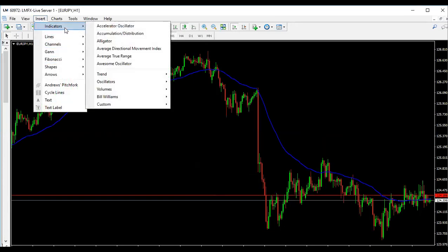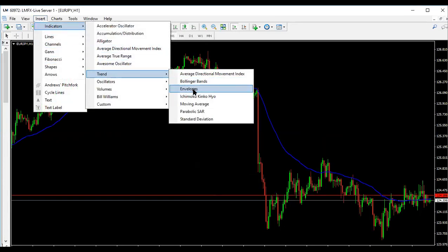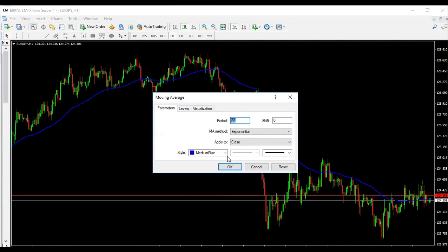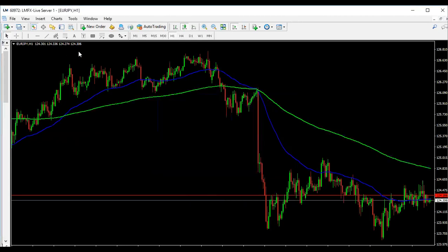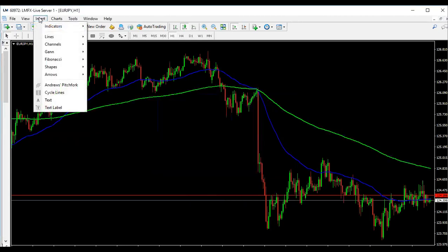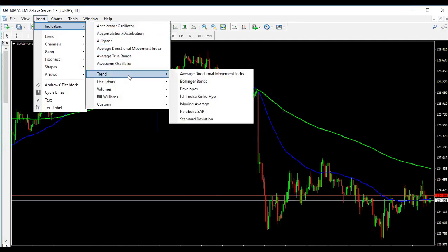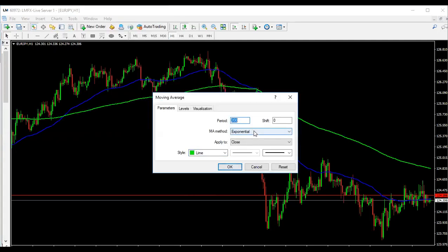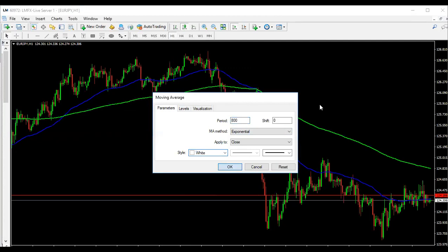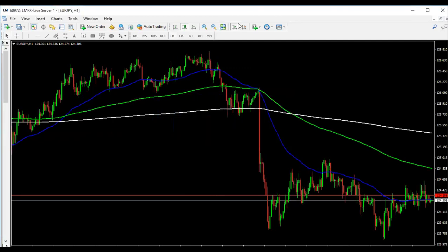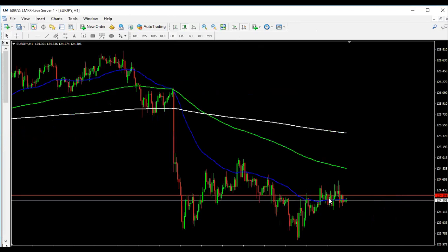Insert, indicators, trend, moving average. And we want the 200. Exponential, close, and we're going to do lime. The next one is indicators, trend, moving average, the 800, which is going to be the white. Hit OK. So now we have the only 3 indicators I use to trade.